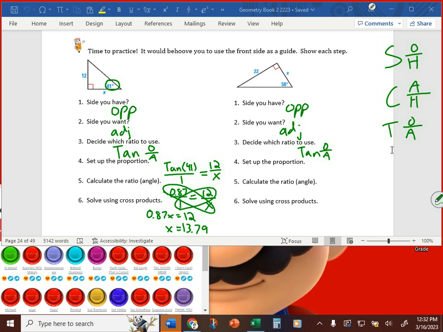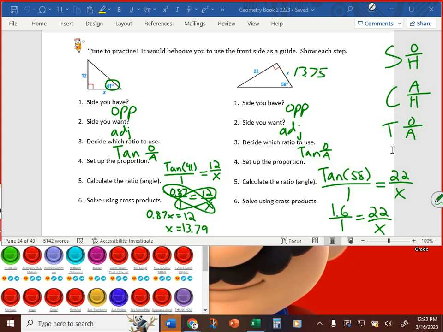Okay? So setting this up now, we have the tangent of 58. Our opposite side is 22. Our adjacent side is x. What is the tangent of 58? 1.6. So 1.6 over 1 equals 22 over x. Cross product to solve. What do we end up with? 13.75. Okay.